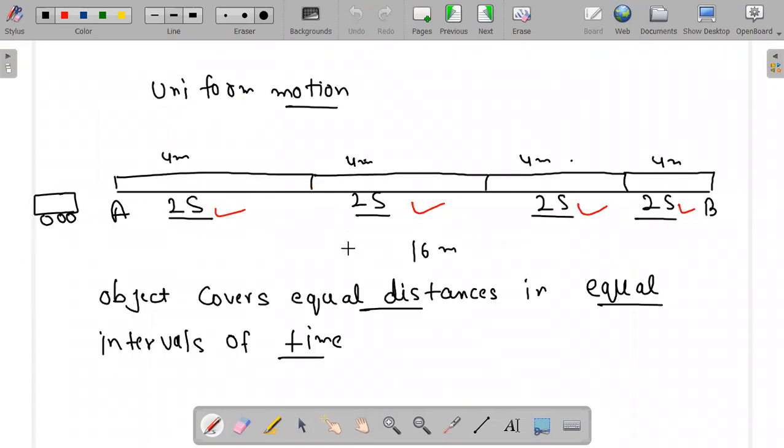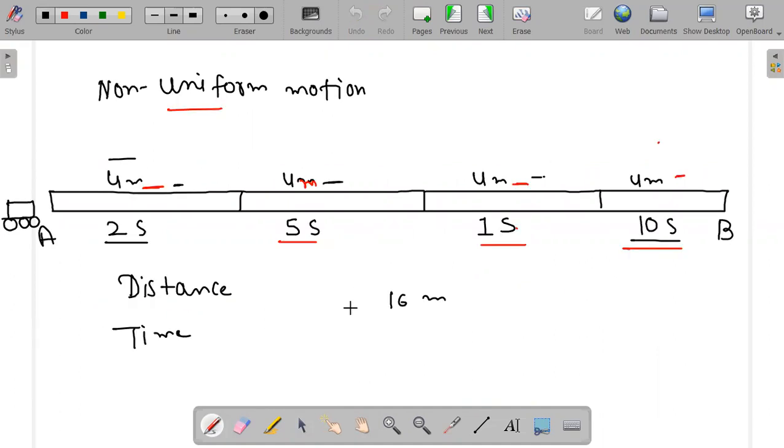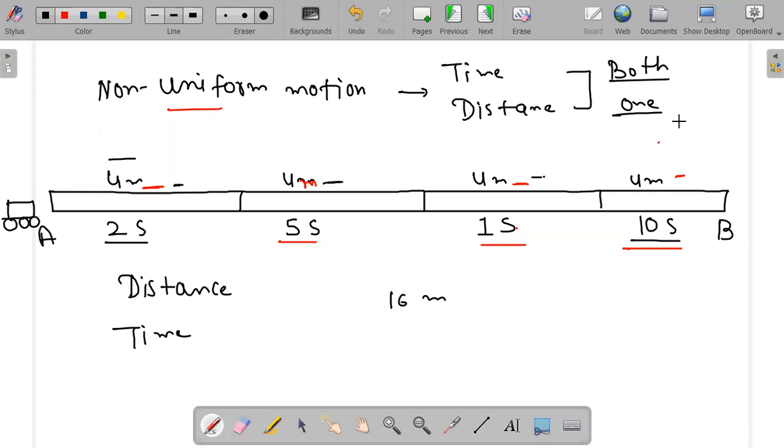So for uniform motion, both things should be the same: equal distance and equal interval of time. But for non-uniform motion, anything can be different. Either time can be different, or distance can be different. Both of them can be different, or any one of them can be different. So this is non-uniform motion, and non-uniform motion brings you so many things.